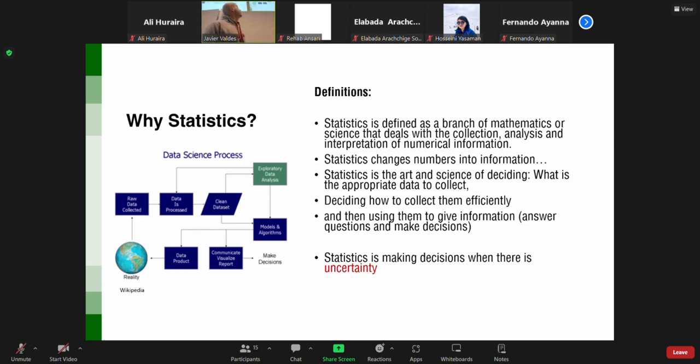If we are looking into definitions of statistics, there are many different ones, okay? Of course, you can define it in very formal terms. It's a branch of mathematics or whatever. I don't like this kind of definitions because I cannot remember them.